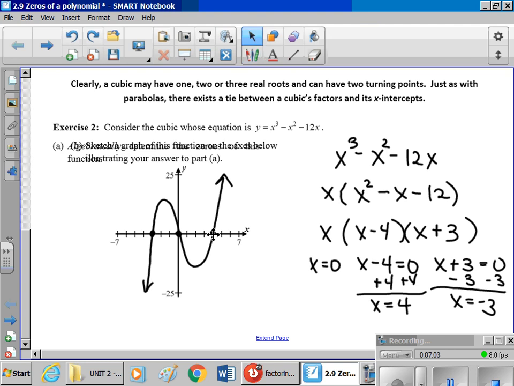Again, when it says to sketch it, it means you don't have to be exact. I have to make sure I change that. All right, so moving on to exercise 3.